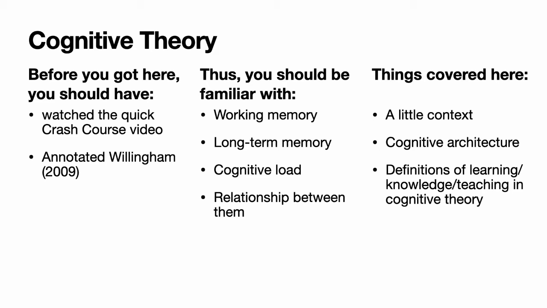So I'm hoping you feel a little bit comfortable with some of these key terms like working memory, long-term memory, cognitive load, and the way that these things are related to each other. But I'll go a little bit into that more in this video. Here I'm going to give you a little bit of context of cognitive theory. I'm going to talk a little bit about cognitive architecture, and then add a little bit of texture and understanding to how we're thinking about learning, knowledge, and teaching in cognitive theory.